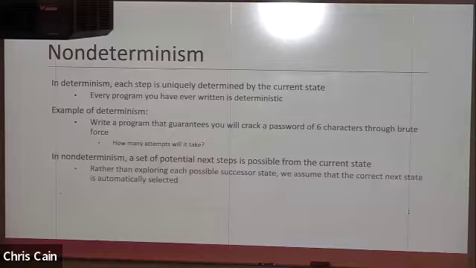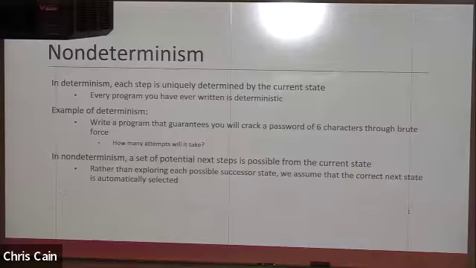So rather than exploring and searching for the next successor, we're going to assume that the correct next successor is selected. Another way to think of this in terms of a program is you've forked this program into a bunch of children based on all of the possibilities. So from the root node of this tree, we're going to have 62 branches, and on each one of those branches is a different character.